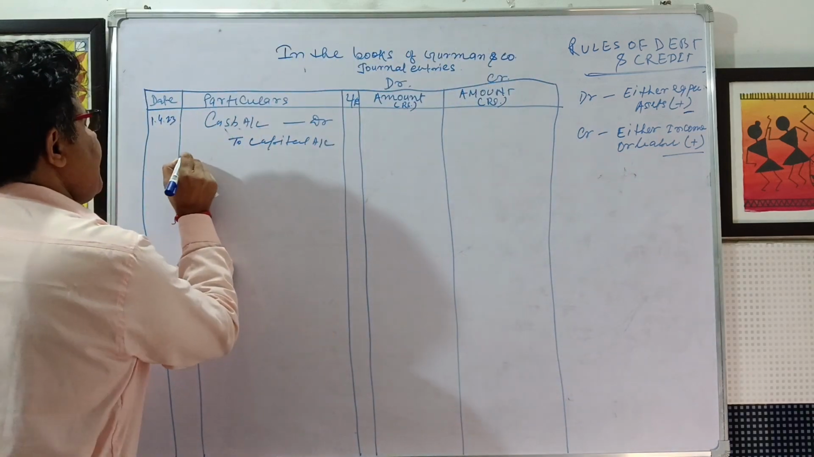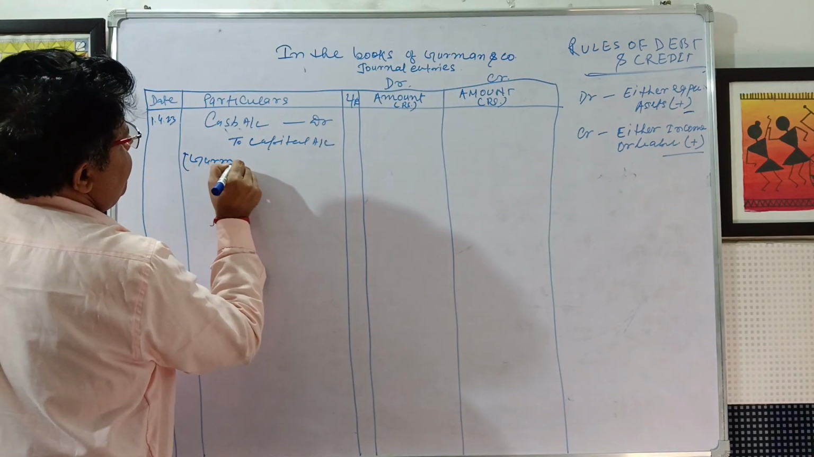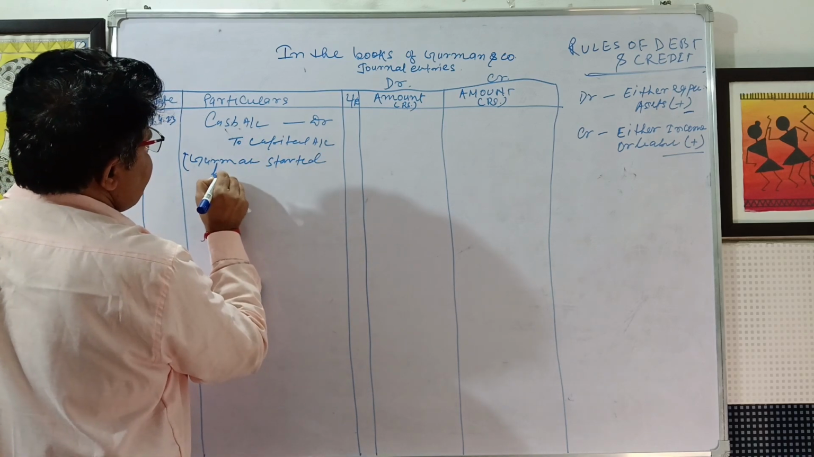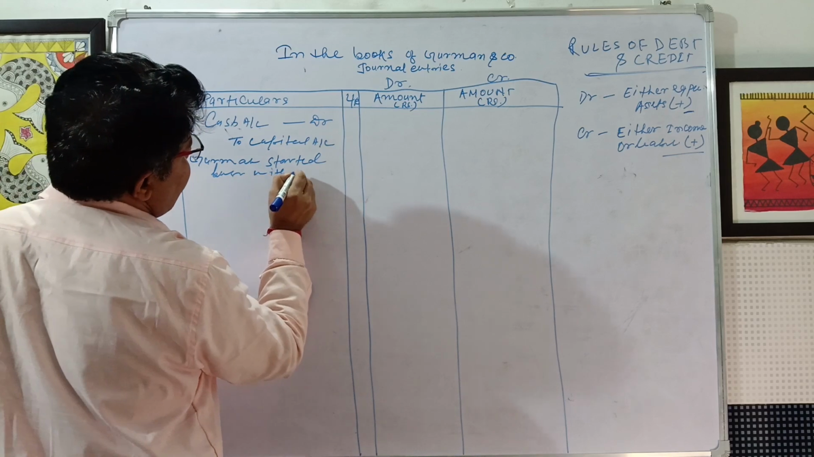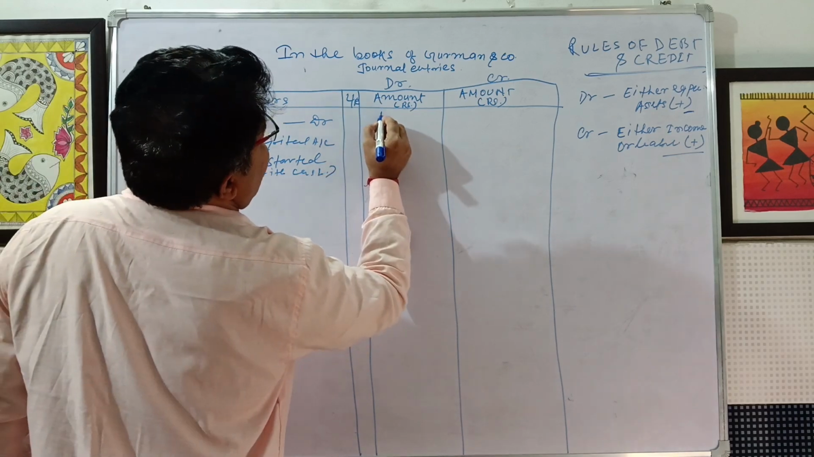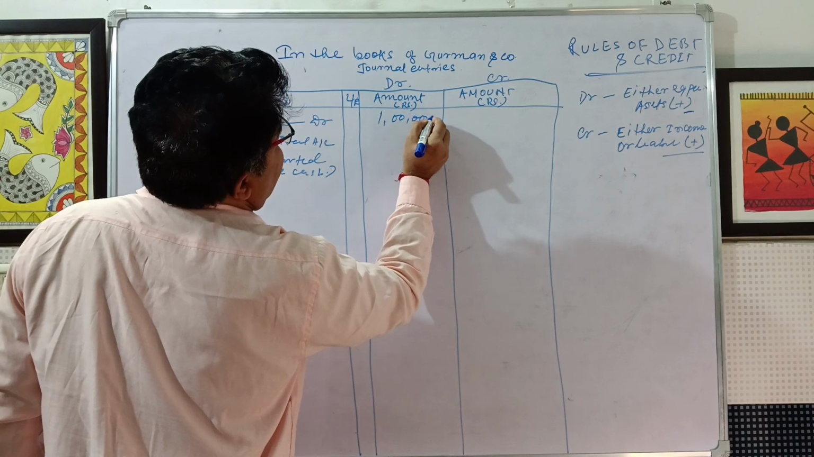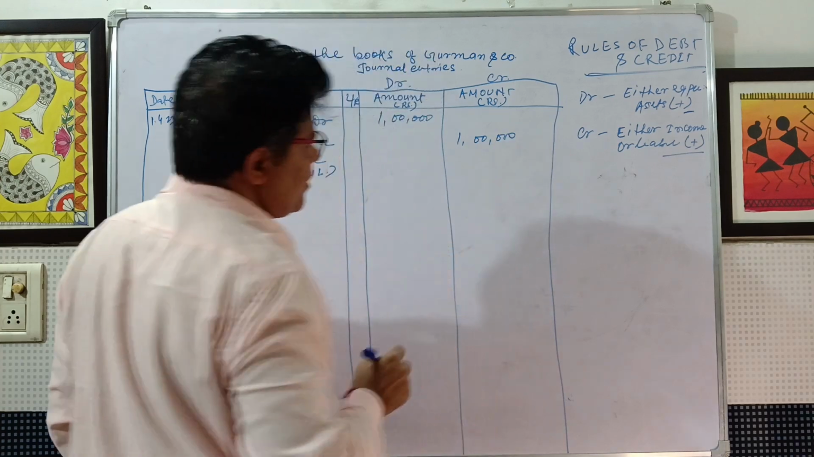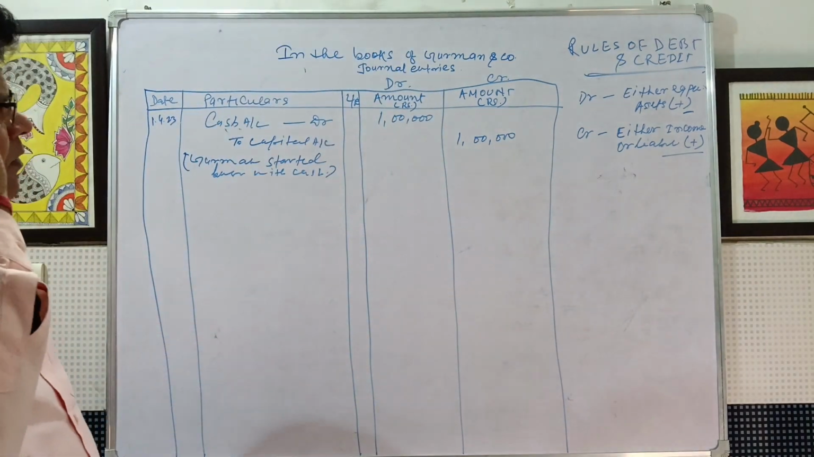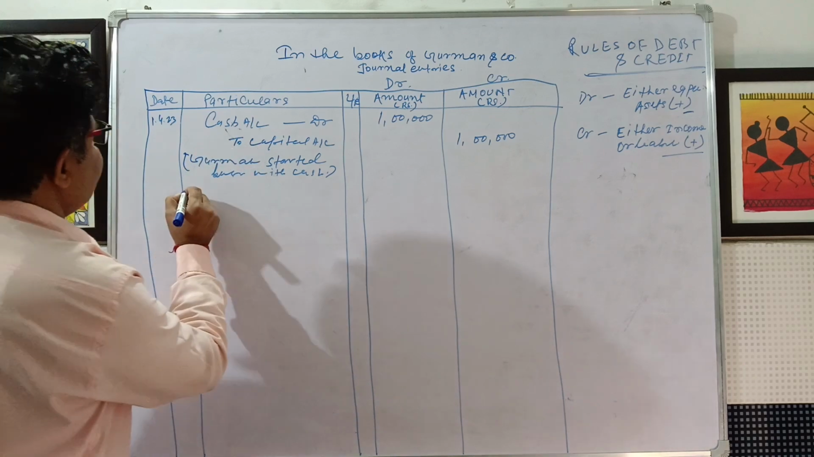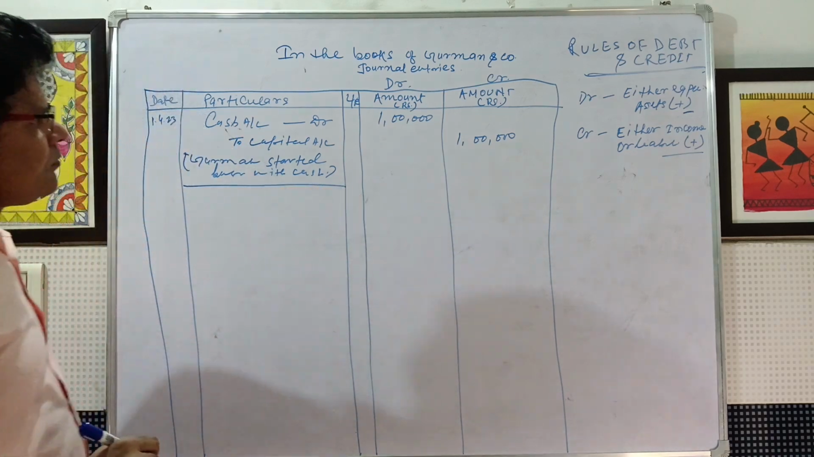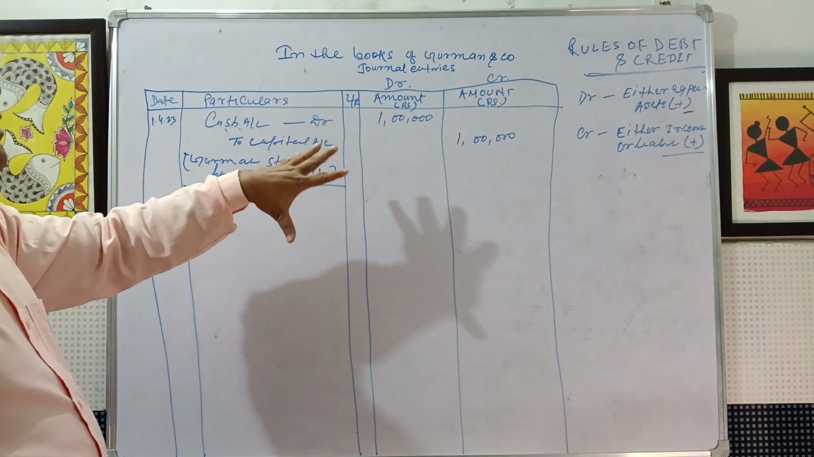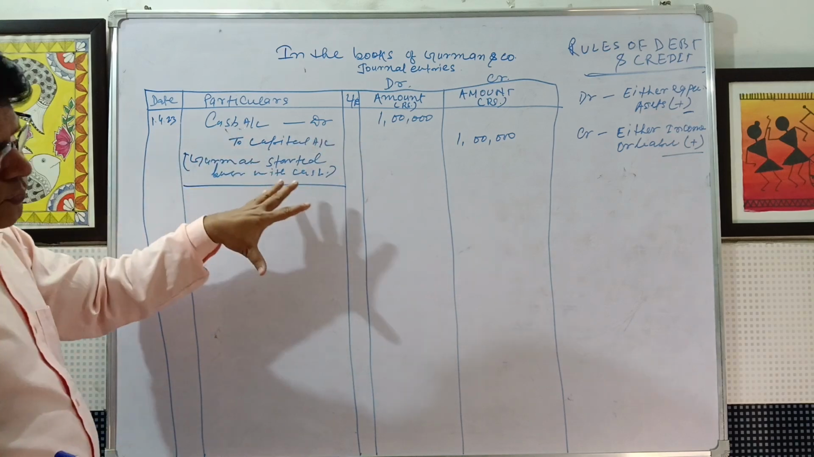So in this transaction, Gurman started a business with cash. How much? 1 lakh. So Gurman started a business of rupees 1 lakh. So cash account debit to capital account.